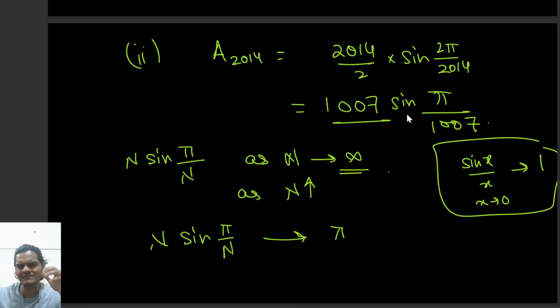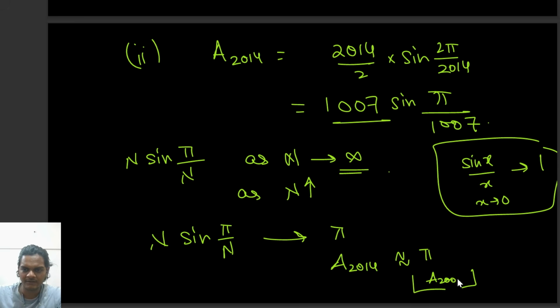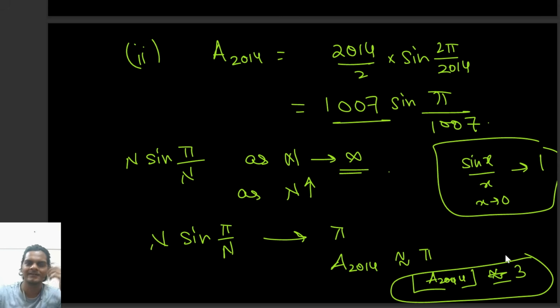Since 1007 is a very, very big number, we can definitely consider A 2014 to be approximately pi, and we can actually say the integer part will be equal to 3. It's not approximate, right? So that's all for today. I hope you enjoyed this particular video, and meet you soon.